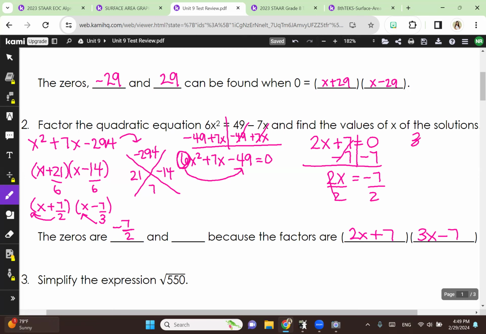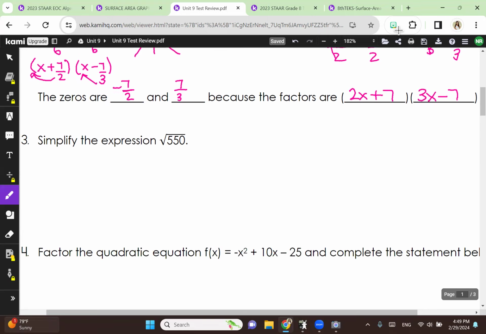3x minus 7 equals 0. So you add 7. And the last step would be to divide by 3. So the second 0 is positive 7/3. Okay.